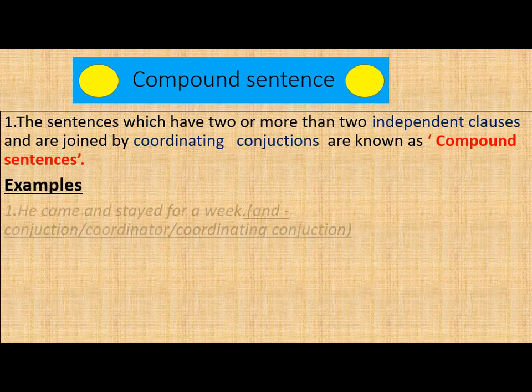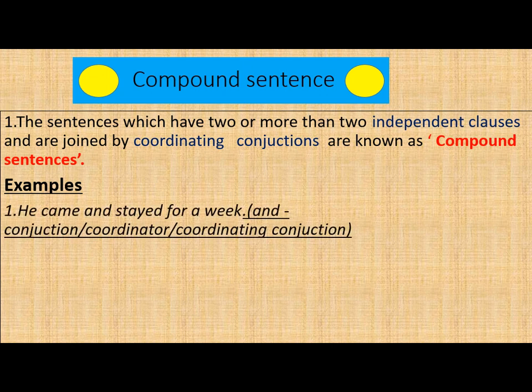Examples: He came and stayed for a week. Here, two independent clauses are: he came, and he stayed for a week. Sentence number 1, he came. Sentence number 2, he stayed for a week. And if we join both sentences using the conjunction "and", it is: He came and stayed for a week. Here "and" is a conjunction, we may say coordinator, coordinating conjunction also.